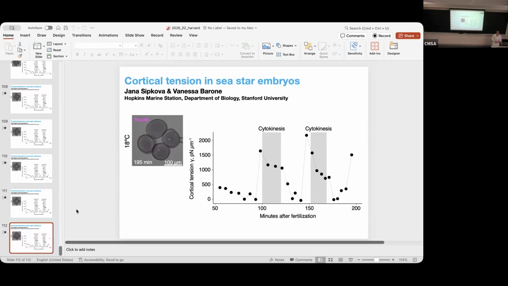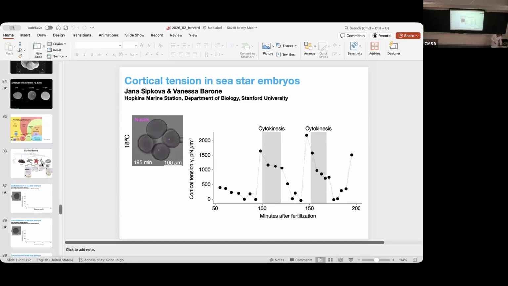Do C-star embryos have any kind of ECM? No. Similar to urchin? Nope, they don't. Yeah, that's why I like them more. So there's nothing around them. Okay, where were we?